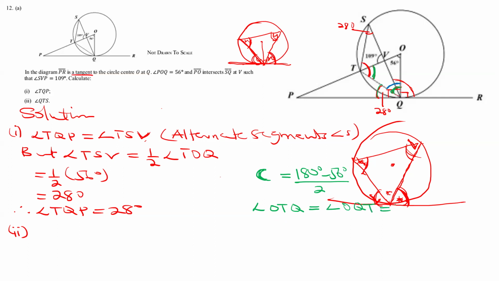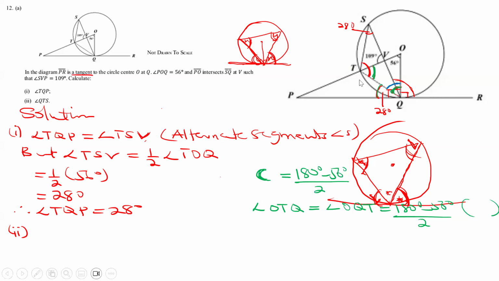Okay, and it's equal to 180 degrees minus 56 degrees all over 2. What is your reason? Base angles of an isosceles triangle. Is that clear? Monty, how do you get the 180 minus 56? I didn't get that part.